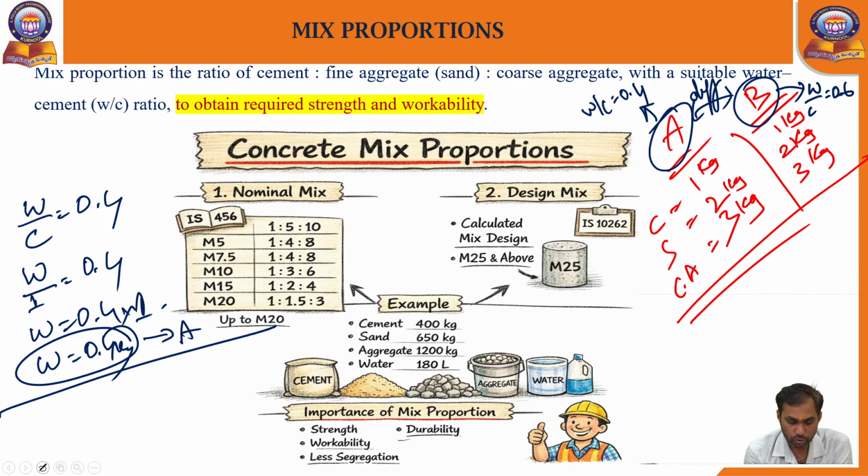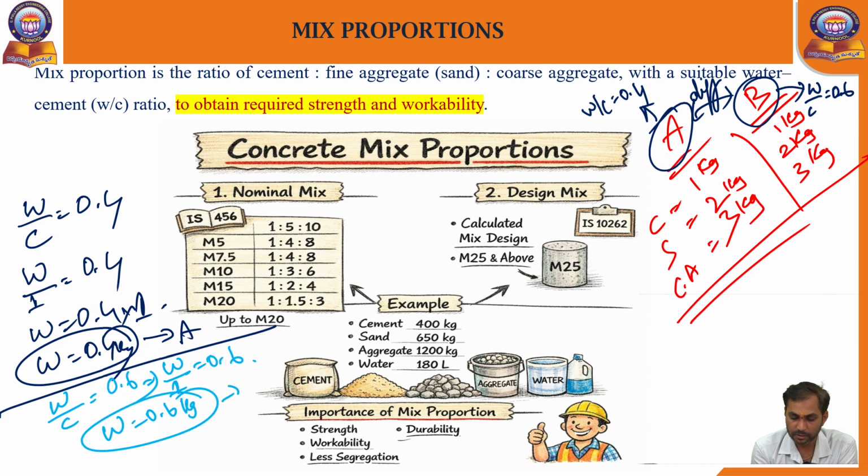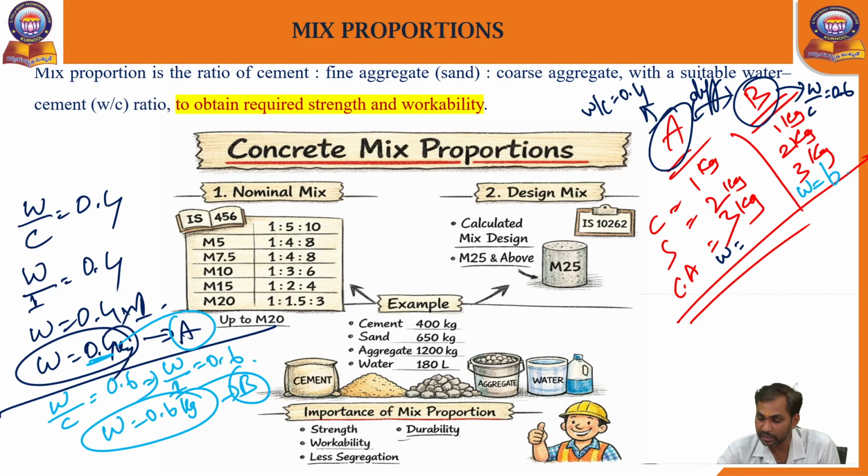Now coming to student B. Water by cement equals 0.6. Cement he has taken is 1, so W equals 0.6 kgs for student B. So the water quantity for student A is 0.4 kgs and for student B the water quantity is 0.6 kgs. So here the difference is there, no? So the workable nature is going to be different.